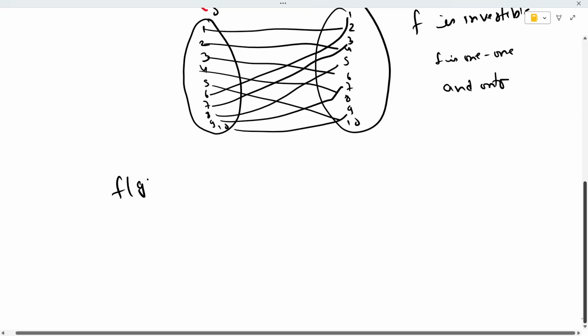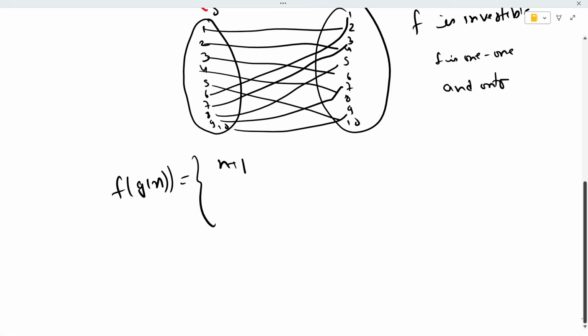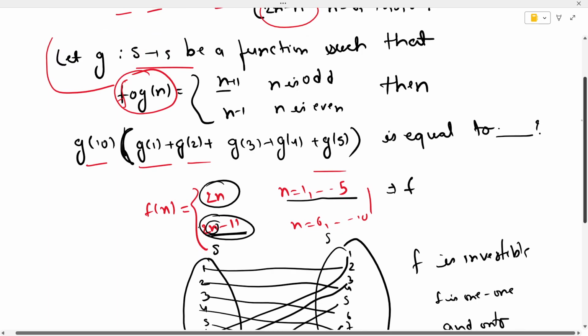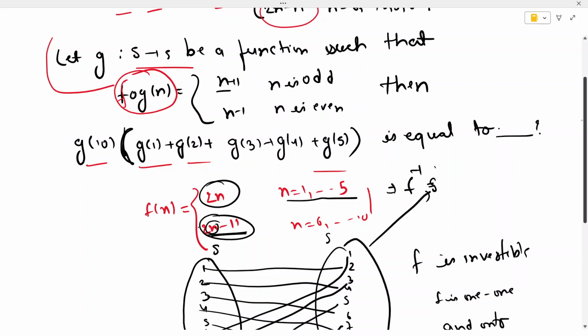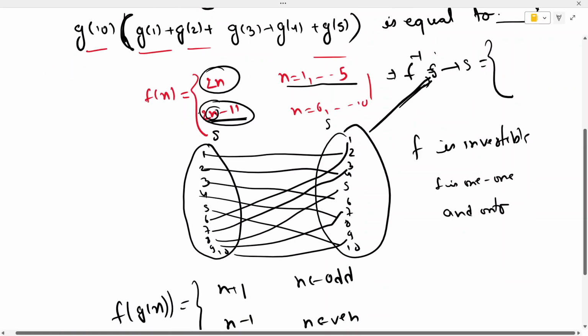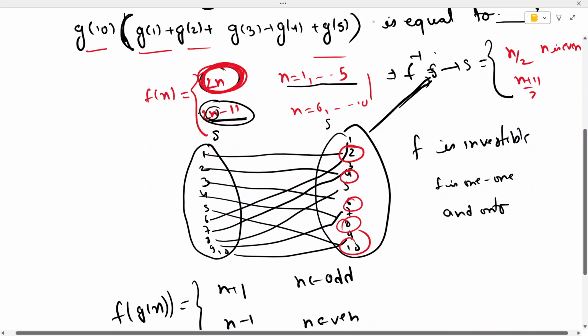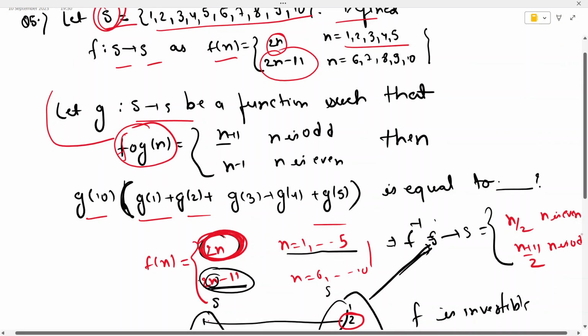Okay, so now we have to use the result. We know we have given f of gn is equal to n plus 1 when n is odd and n minus 1 when n is even. So from here, how can you define the inverse of the function? F inverse is defined from S to S. Here the 2n values, marked with red pen: taking 2, 4, 6, 8 and 10 map back to 1, 2, and so on. So you can conclude f inverse of n is n by 2 when n is even, and n plus 1 by 2 when n is odd.